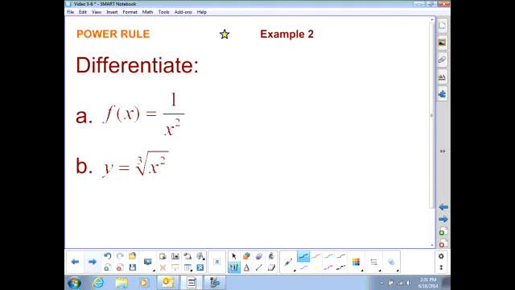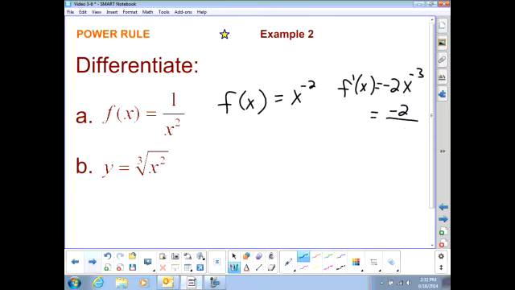So a few practice ones. Let's rewrite f of x in terms of something raised to a power. This would be x to the negative 2. So to find f prime of x now, the negative 2 will multiply the 1 out front, and we'll have x to the negative 3. You can leave it right like this. That's probably the easiest thing to do. Or if you want, you can move the x back to the denominator and make it negative 2 over x cubed.